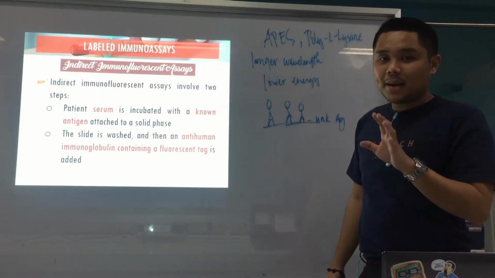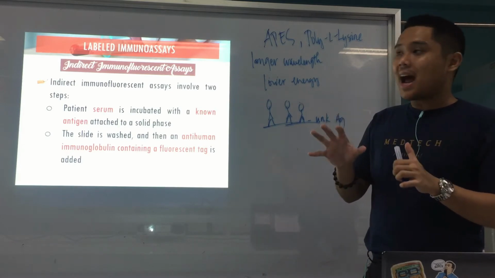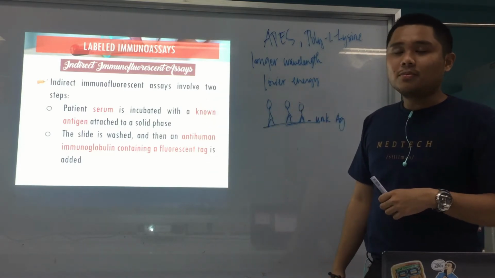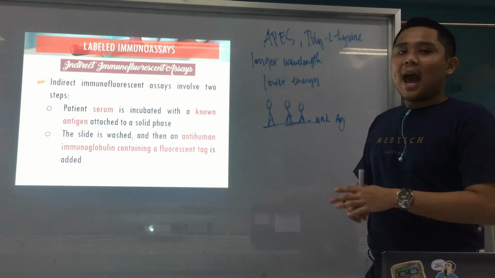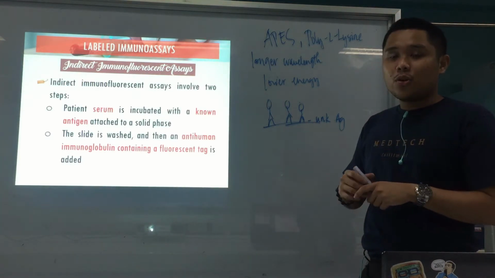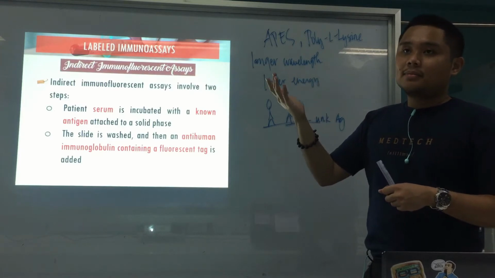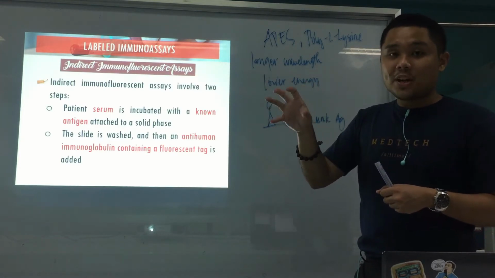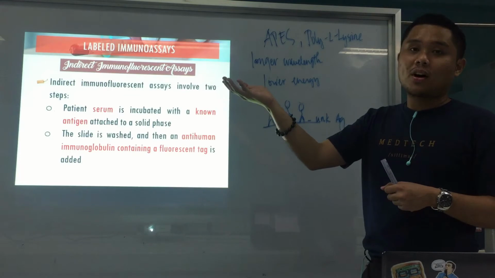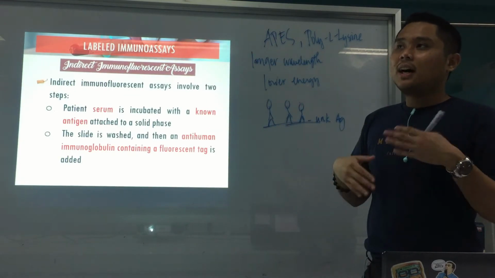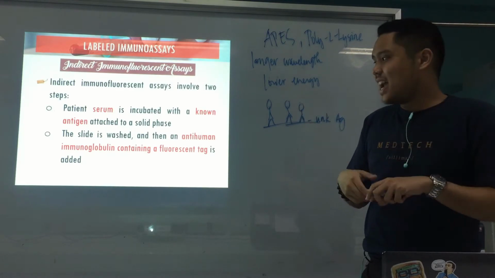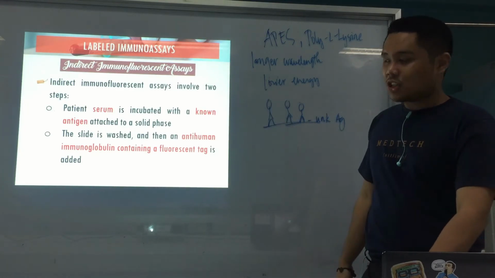So, by the name itself, indirect. You first react the patient's serum with a known antigen or antibody bound on the solid phase. Then you wash the slide and add another antibody, this time the antibody with the fluorophore label, the fluorescent labeled antibody. So it's like a sandwich in a way. Then you wash again.